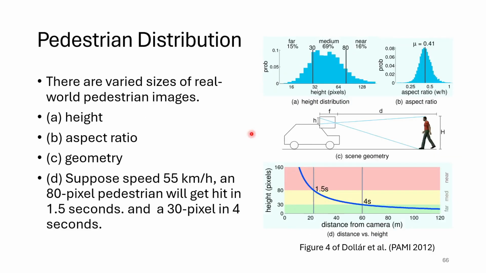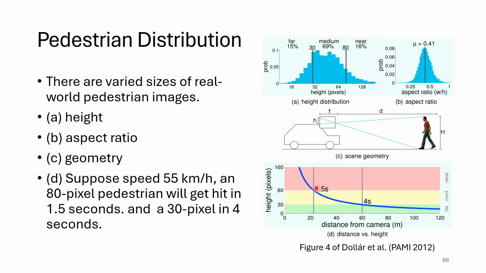So they created some statistics. For example, how large those pedestrians would be in terms of pixel height. It ranges from very small, 16 pixels, to very large, more than 128 pixels. And this is the distribution. They also need to estimate, if the pedestrian is at some distance from the car, how many seconds the car has to decide, okay, this is a pedestrian, so I need to push my brake.